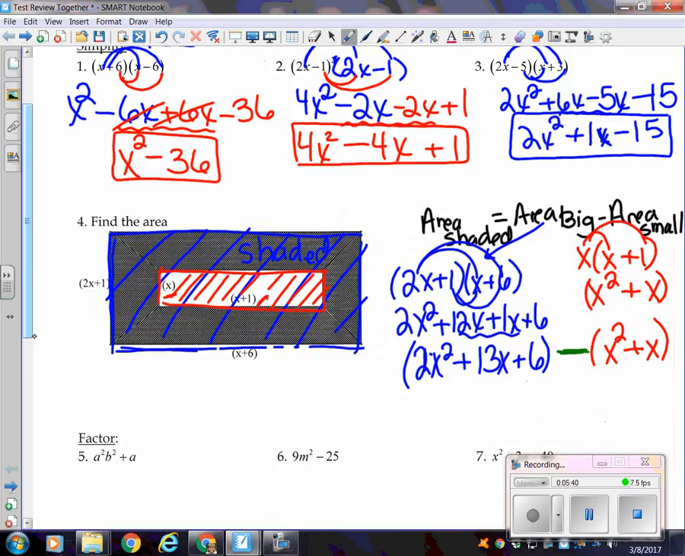There is something I've got to remember. When I subtract, I do need to keep parentheses around my two parts, especially the one after. So I'm going to make this a plus, and everything in parentheses, I've got to remember to change the sign.